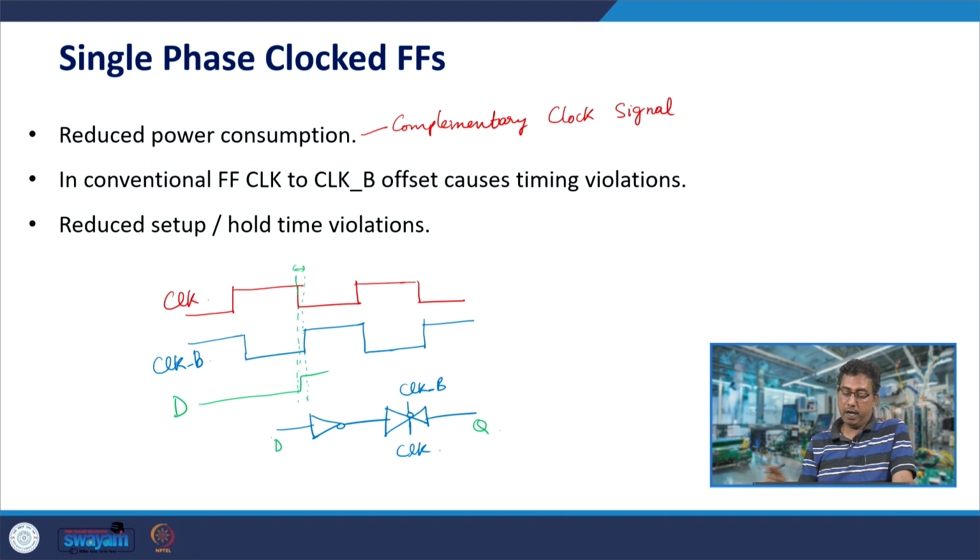So, these kinds of violations can occur because of the offset between clock and clock bar if you do not have a single phase clock. If you have a single phase clock, the setup and hold time violations would be more avoided, and setup and hold time both would become smaller. For example, here the hold time lasts until the clock bar switches completely. If there is a single phase, you would just take the clock transition time into account, not this offset, so that will reduce the hold time.